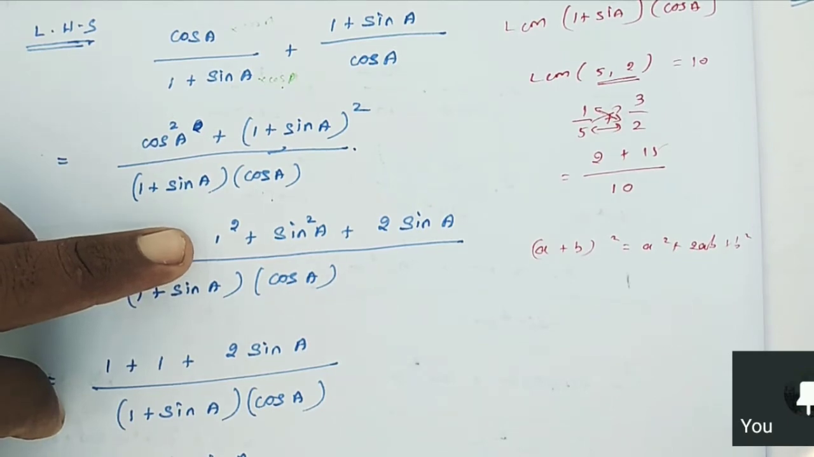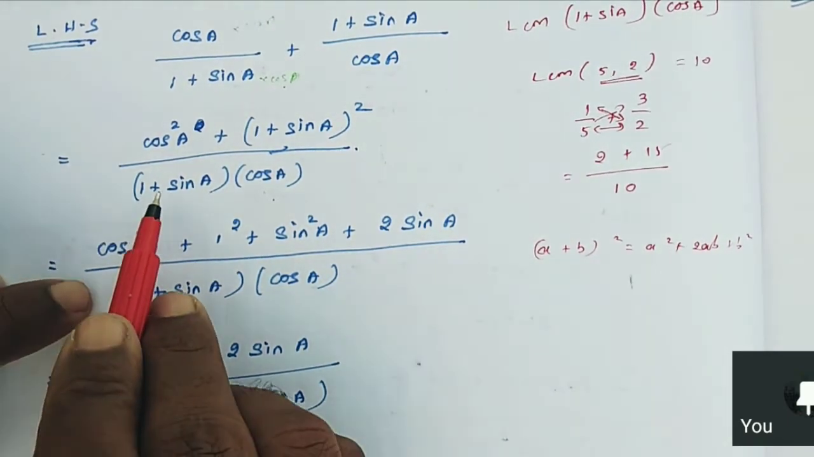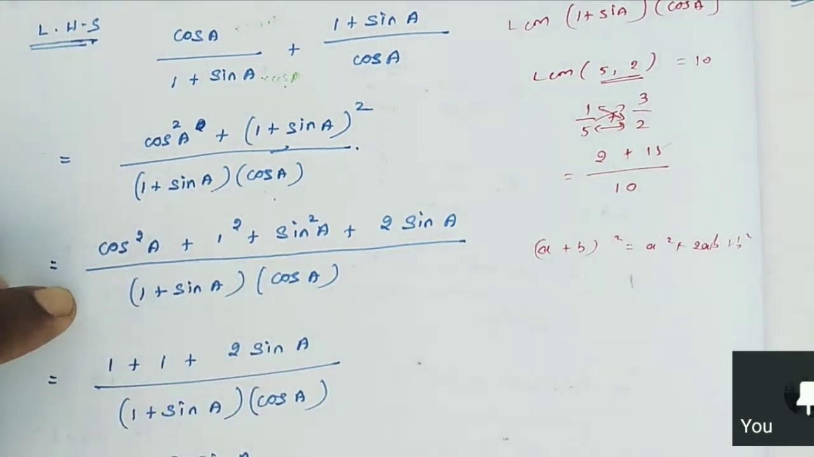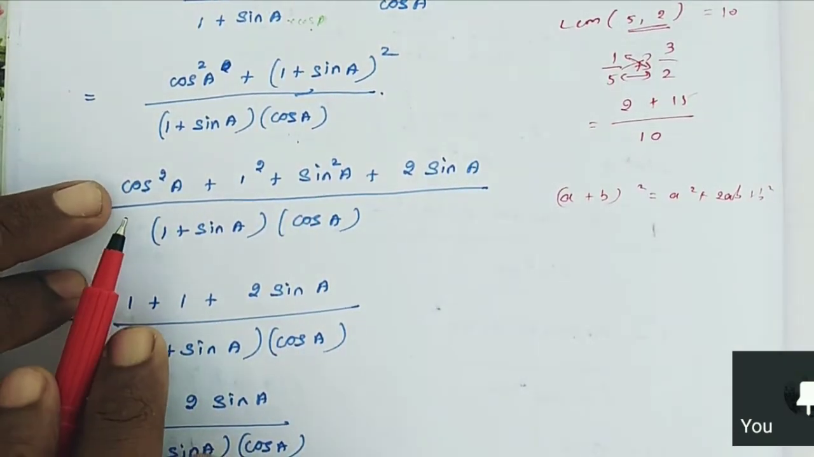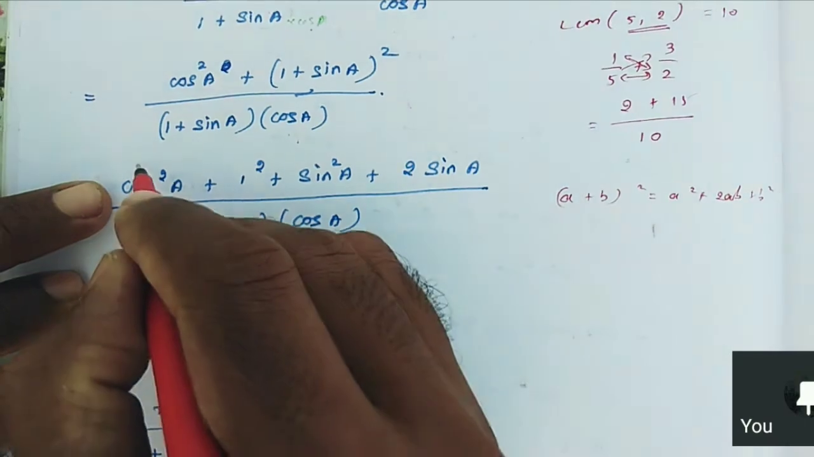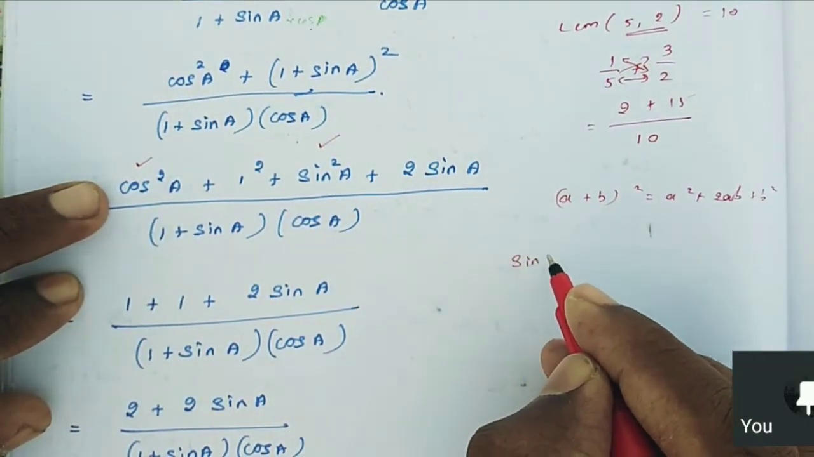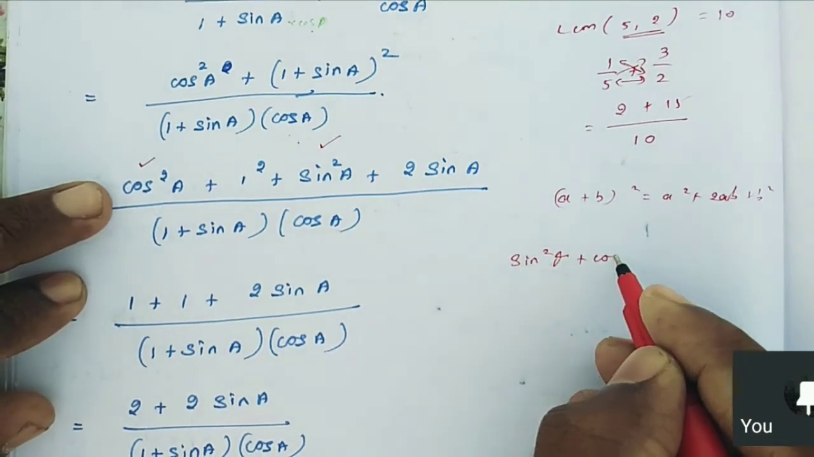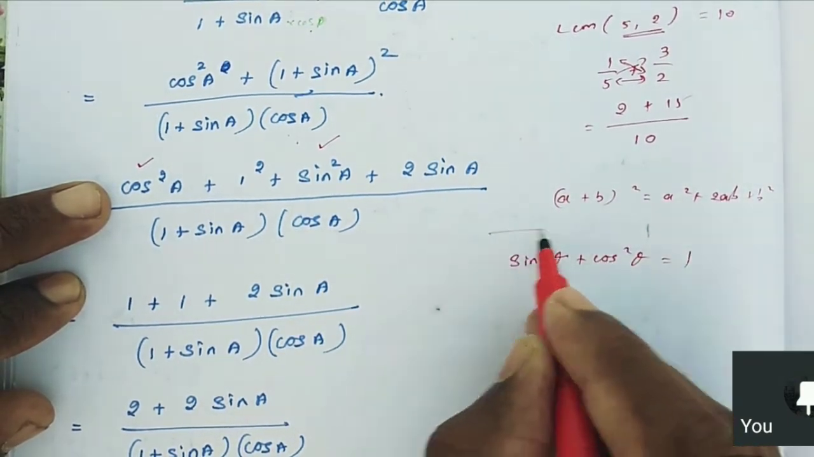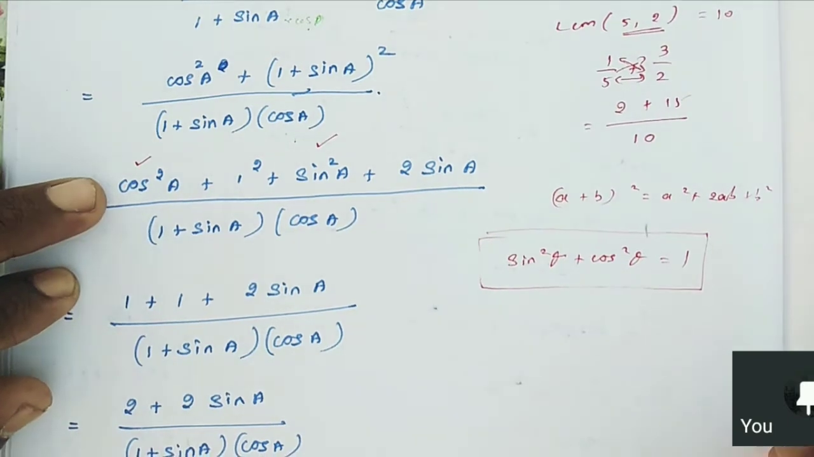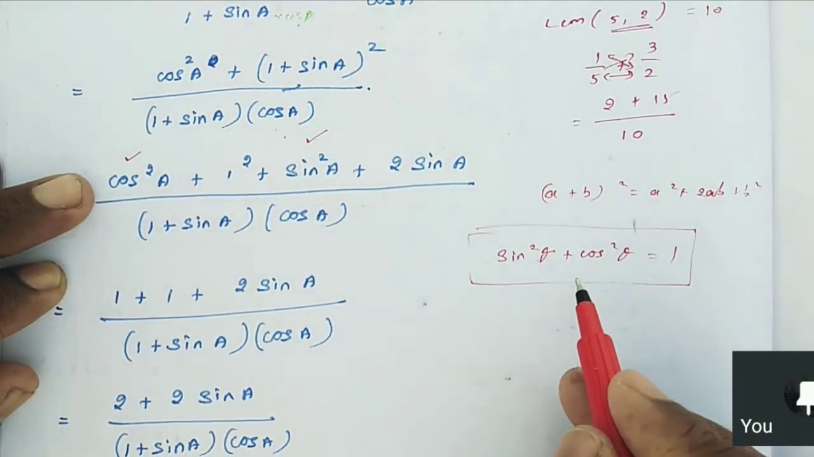Okay. Next, as usual, same denominator 1 plus sine A cos A. Next, cos squared theta plus sine squared theta, what is it? We know the identity. Sine squared theta plus cos squared theta. What is the identity? It is 1.